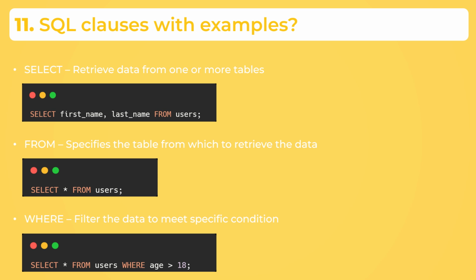Next one is where. It filters the data to meet a specific condition. Take the example: select * from users where age > 18. So this statement selects all the records which have age greater than 18.